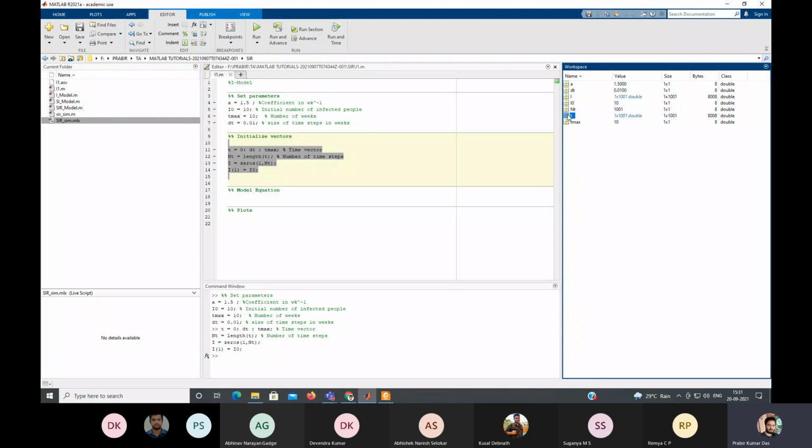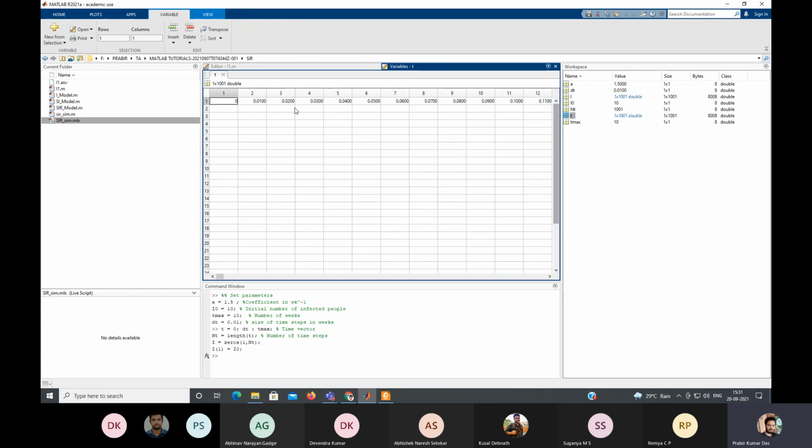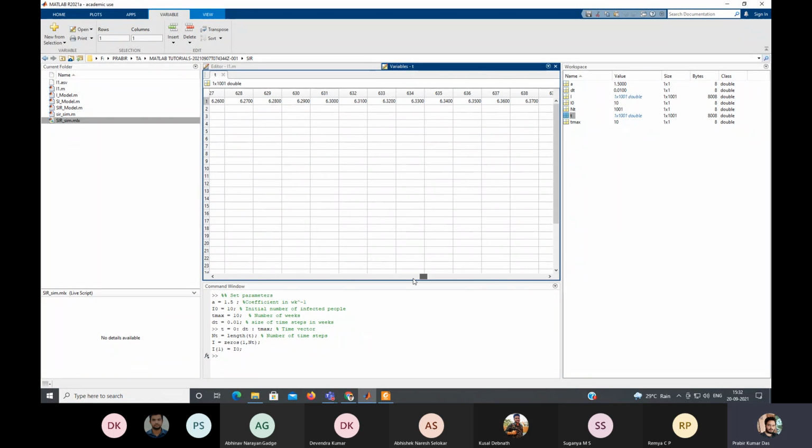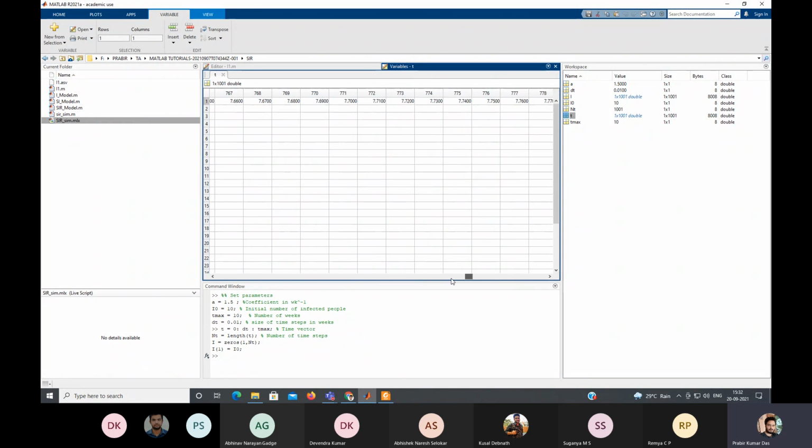If we see this variable, this is the T vector. A vector is a collection of some numbers. It starts at 0 and ends at 10. We divide this range, 0 to 10, with a step size of 0.01. So it increases in this way: 0.01, 0.02, 0.03. Each gap is 0.01. That is our dt, so our dt is 0.01. In this way we make this t-axis, our t vector.